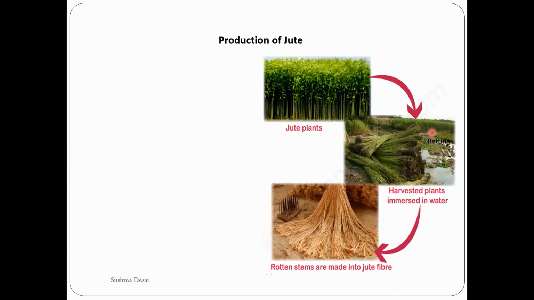Why are they kept in water? So that it rots, it gets spoiled, and during that process, the fiber separates from the stem, and that process is called retting. The process of soaking the jute fibers in water so that the fiber gets separated is called retting. After retting, you can extract the fiber from the stems.